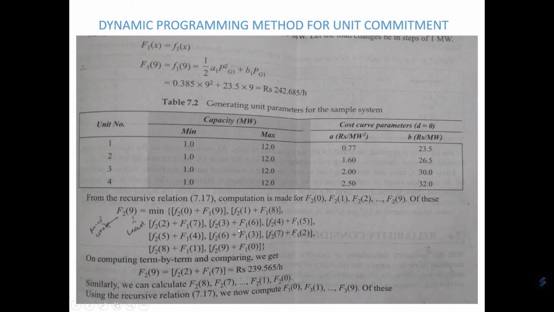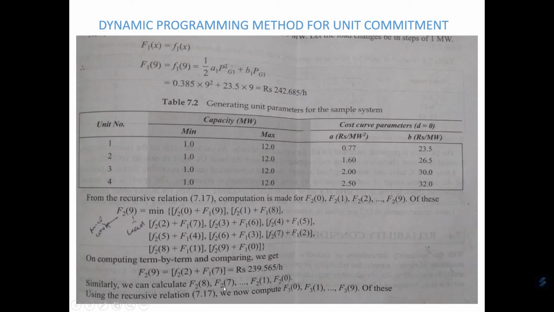So if we compare this calculation, it is observed that among these combinations, the best combination is f2 of 2 plus f1 of 7. That is, the second generator will share the load of 2 megawatt, and the first generator will share the load of 7 megawatt, at which the cost is minimum. That's why from the unit commitment table we can say that if we have to select two generators for generating the 9 megawatt, the second unit will share the load of 2 megawatt, and the first unit will share the load of 7 megawatt.